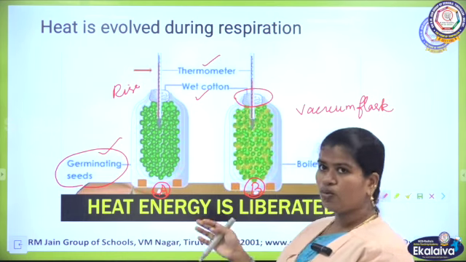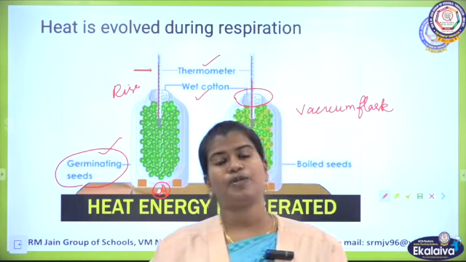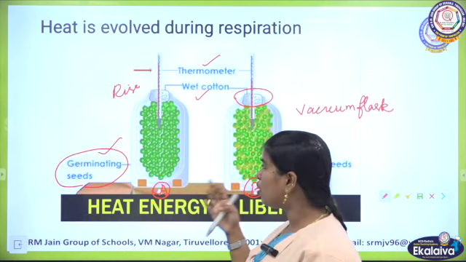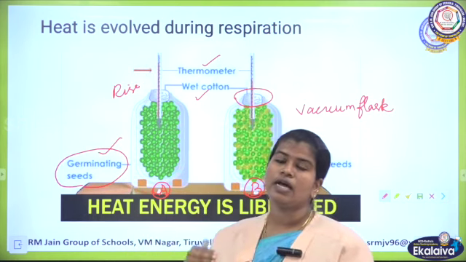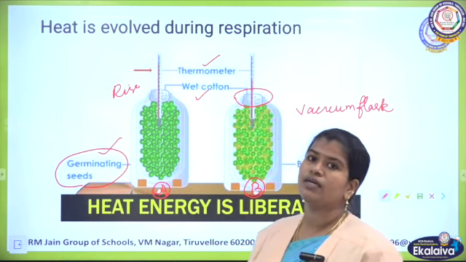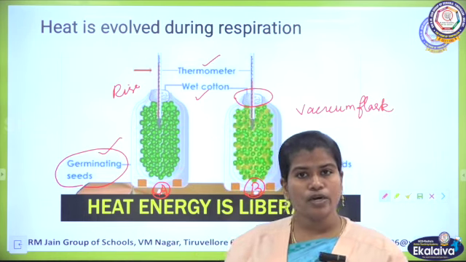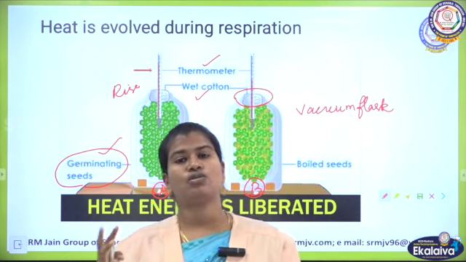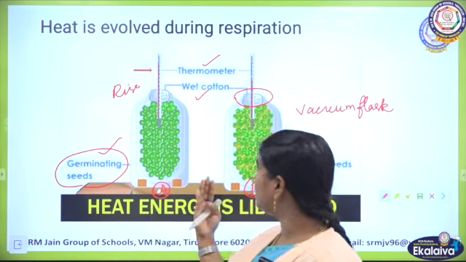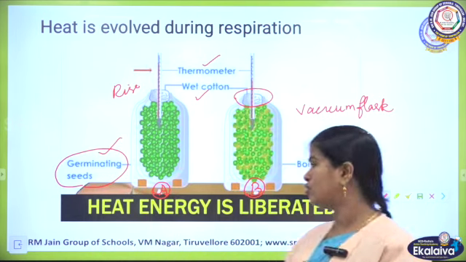So what is the reason over here? Germinating seeds will respire. During respiration, obviously they will release heat, and because of that the temperature has risen there. But in the case of flask B, we have kept the killed seeds there, and they will not undergo any respiration, so there will not be any change or rise in the temperature.